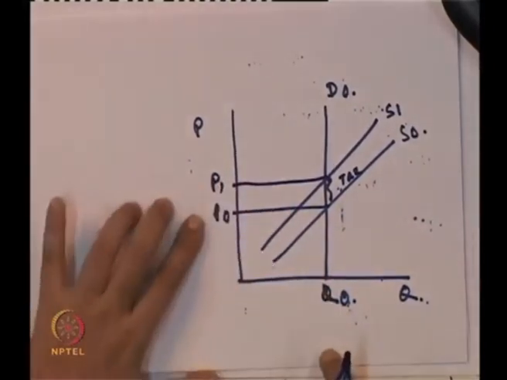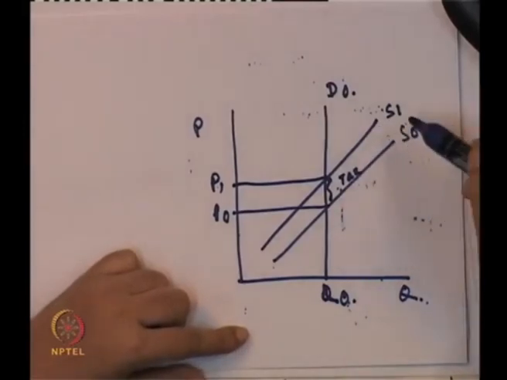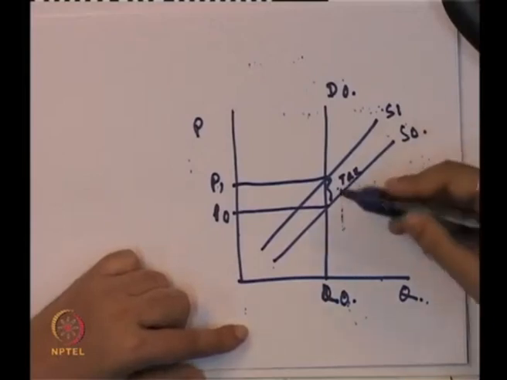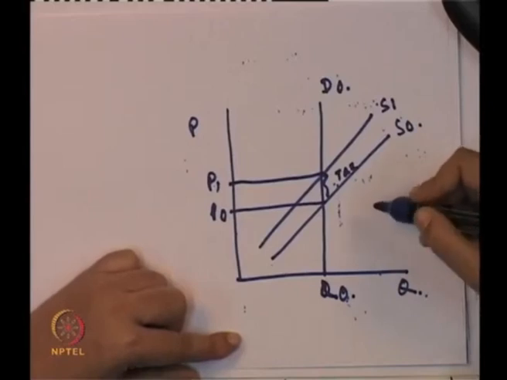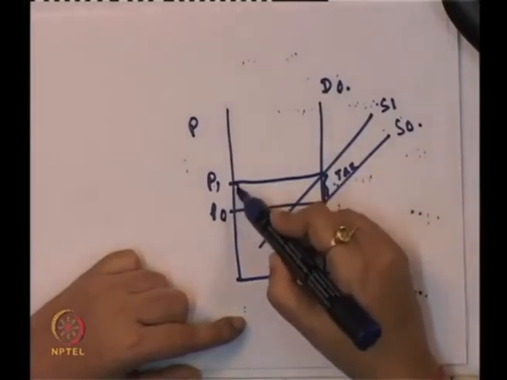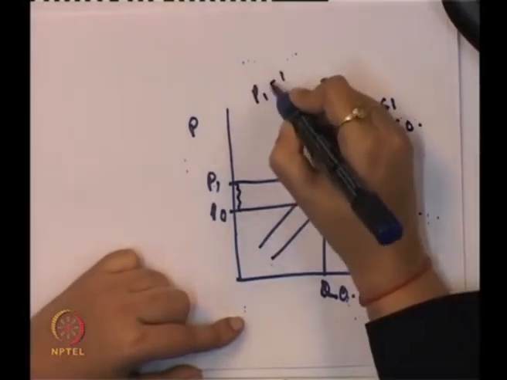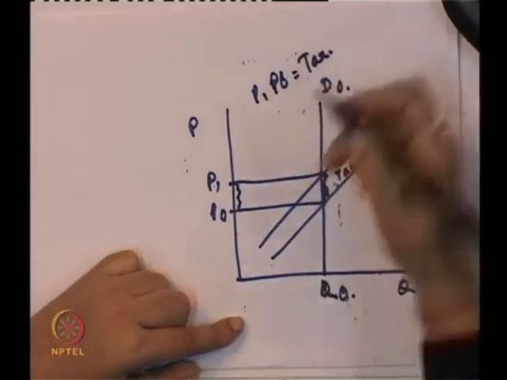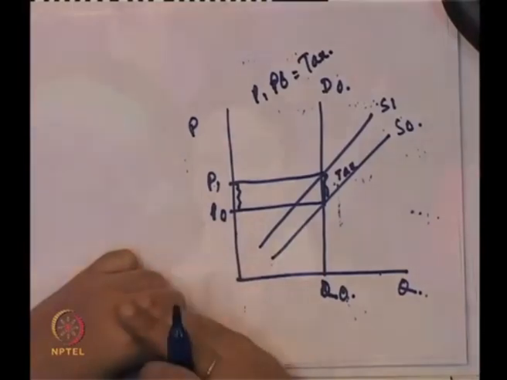Okay. Now, what is the situation over here? Demand curve is perfectly inelastic. Whatever may be the change in the price, it is not going to change the quantity demanded. That gives the producer the flexibility to shift the entire tax burden to the consumer. This is the total amount of tax, and if you look at it, the increase in the price is just equal to the increase in the tax, that is P1 minus P0 is equal to the total tax.